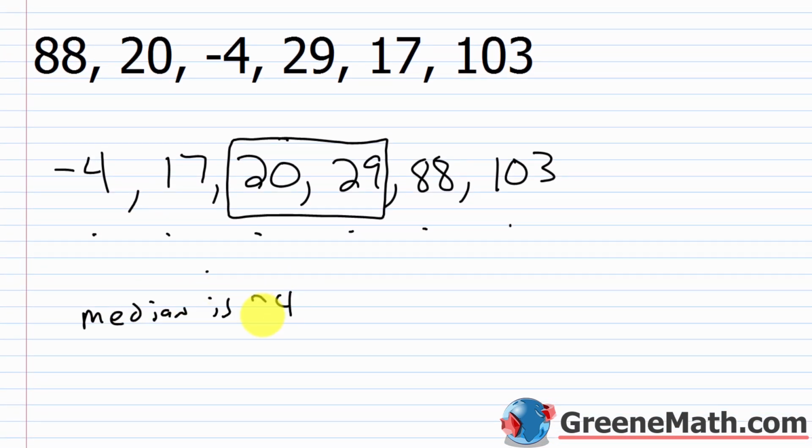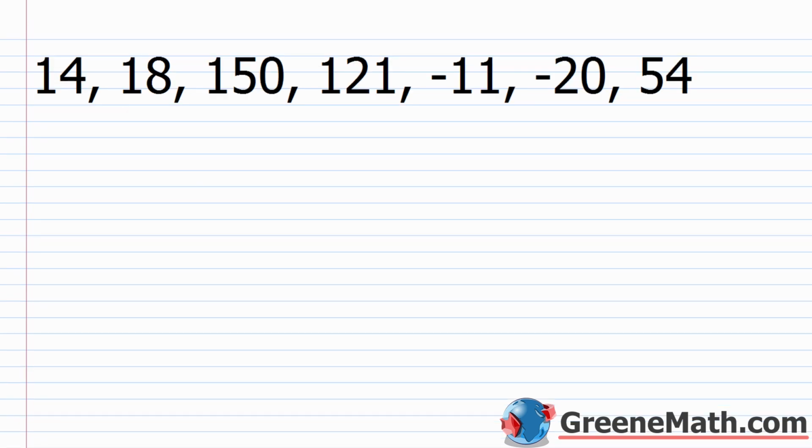is 24.5. And again, when you have this scenario where you have an even number of numbers, it's just the average of the two middle numbers. All right, let's take a look at another one. We have 14, 18, 150, 121, negative 11, negative 20, and 54. So again, let's arrange these numbers from smallest to largest.